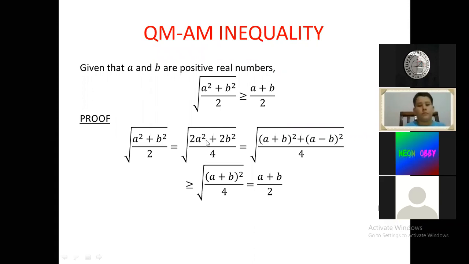So we are here: 2a squared plus 2b squared divided by 4. I want to work on the numerator. It's important that you understand what you want to achieve from the very beginning. What we want to achieve is to show clearly that the left hand side is at least the right hand side. So you must have a plan.